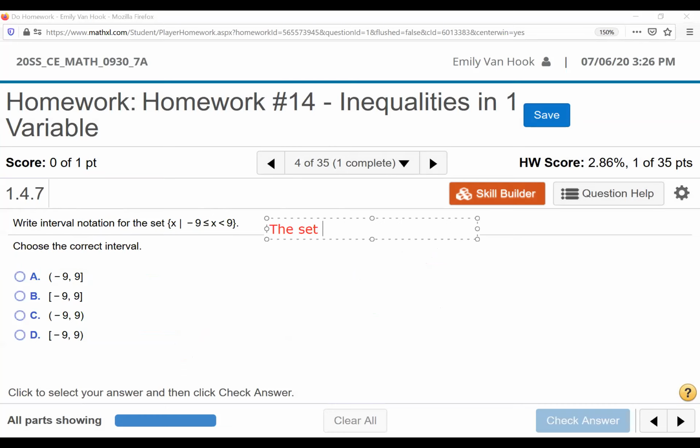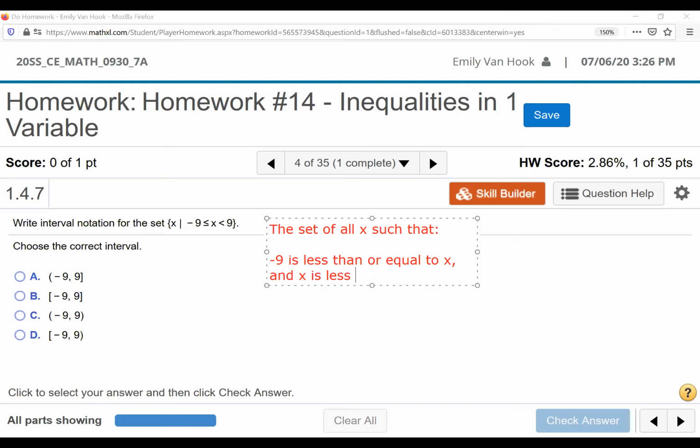The set of all x such that x is in between -9 and 9. The -9 is included and the 9 is not. So let's write that out. Here we go. The set of all x such that -9 is less than or equal to x, and x is less than 9.